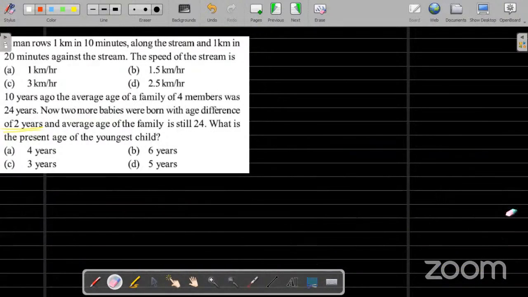With every letter written, the time taken goes on increasing. So please don't write too much to get the answer. Total age of 4 people 10 years ago: 24 into 4, 96. At present, the age of the 4 will be 96 plus. From 10 years ago, every person will get an increment of 10 years. So 4 people will get a total increment of 40 years. 96 plus 40, 136 years. Now, the present total of 4 people is 136 years.